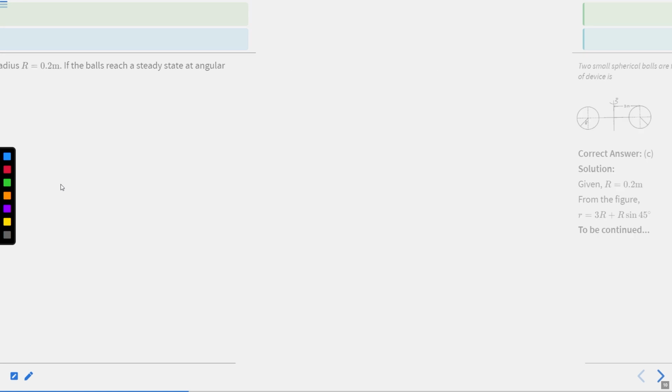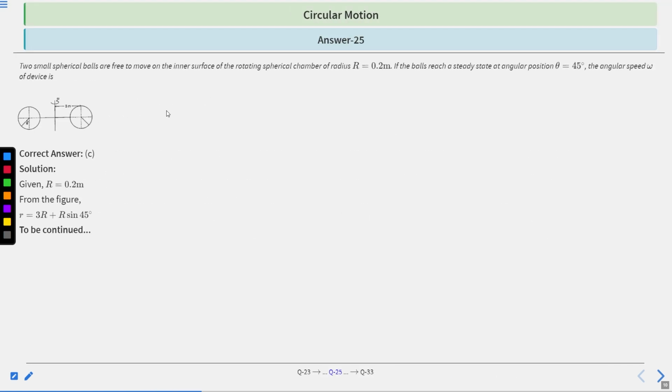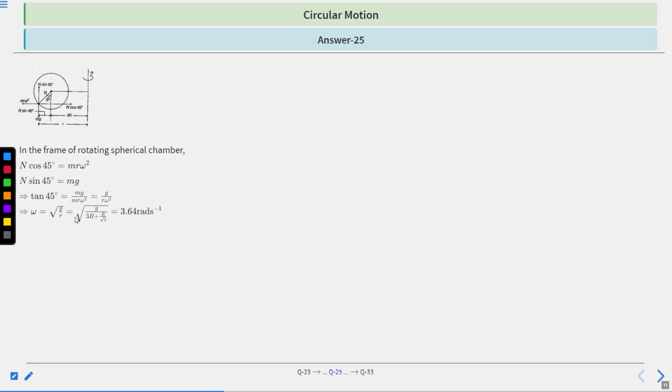Let's find a solution. Given r equal to 0.2 meter. From the figure, r equal to 3r plus r sin 45 degree. In the frame of the rotating spherical chamber, N cos 45 degree equals m r omega square. Equating this with N sin 45 degree equals mg, we get tan 45 degree equal to g divided by r omega square.